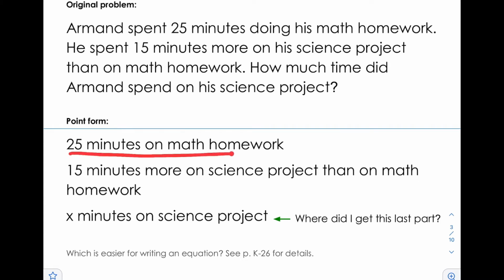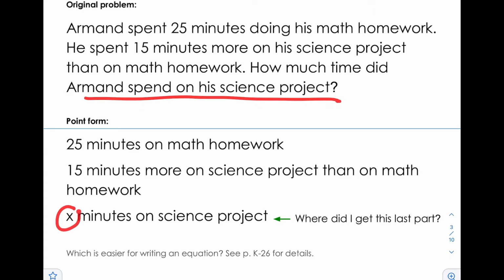We know that he spent 25 minutes on math homework. Next, we know that he spent 15 minutes longer on his science project. And lastly, we want to know, so how much time does he actually spend on his science project? That's an unknown amount of time right now. And so we're just going to use a variable x minutes.